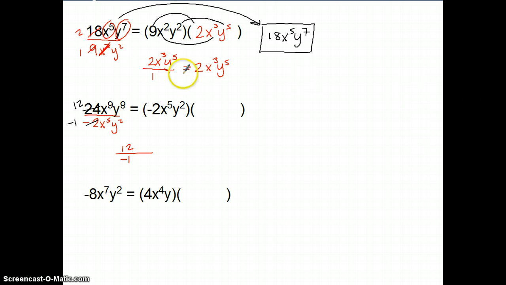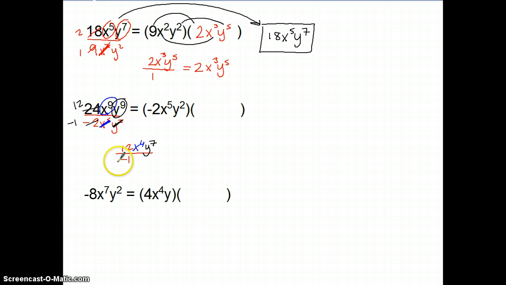Now my x's reduce. I have x to the 9th on top, so my x's will remain on the top when I reduce. And 9 minus 5 is 4, so my new exponent is 4, and all the x's on the bottom go away. When I reduce my y's, I have more y's on the top, so they will remain on the top. Y to the 9th and y to the 2nd, when I subtract the exponents, I get y to the 7th in the numerator, and all of my y's in the denominator go away.